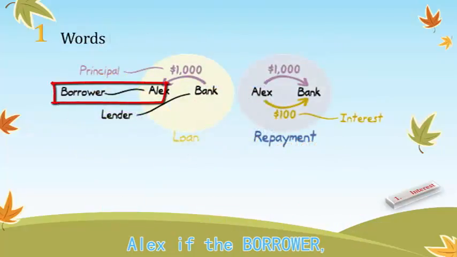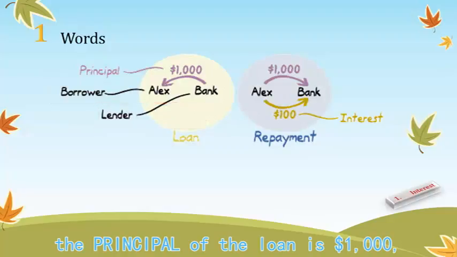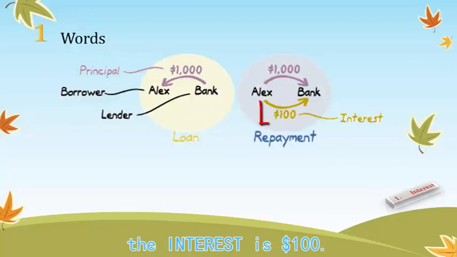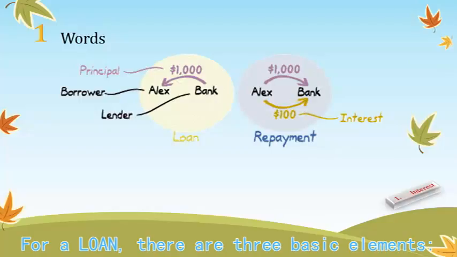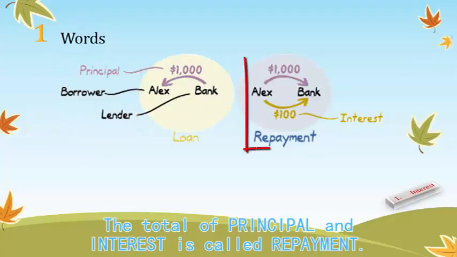Alex is the borrower. The bank is lender. The principal of the loan is 1,000. The interest is 100. For a loan, there are three basic elements: principal, borrower, and lender. The total of principal and interest is called repayment.